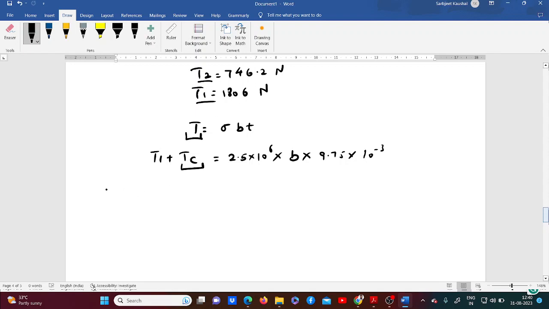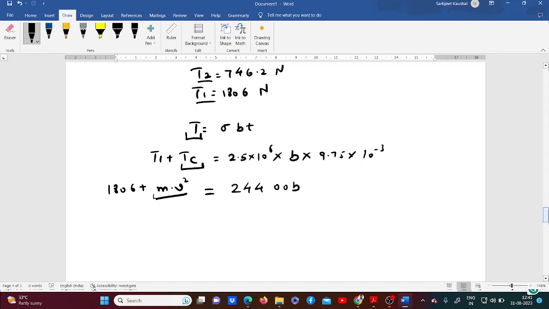Now T1 we have just calculated, 1806. Tc is equal to m into v square. This is the value of centrifugal tension, mass into velocity square. And this thing further you can calculate. 2.5 into 10 raised to power 6 times B, I'm just calculating the value, it is coming 24400.